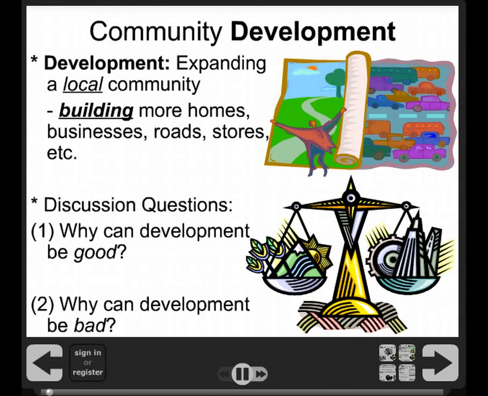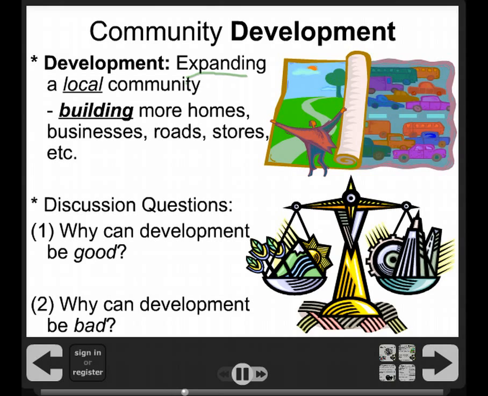The first topic we're going to look at is a local issue, community development. Development is something you see all around you, especially living in Prince George's County, Maryland, where we have so many communities that are expanding. Community development can include building homes, businesses, roads, and stores. And development is a good thing, but it's also a bad thing.